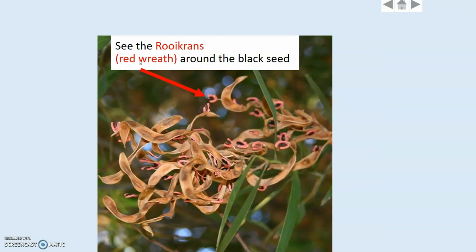Where the name Gr8 comes from, a krans in Afrikaans is a wreath, and it looks like a little red wreath around the black seed. The English call it Acacia cyclops, the cyclops being that mythical creature that has a single eye in the middle of its forehead.